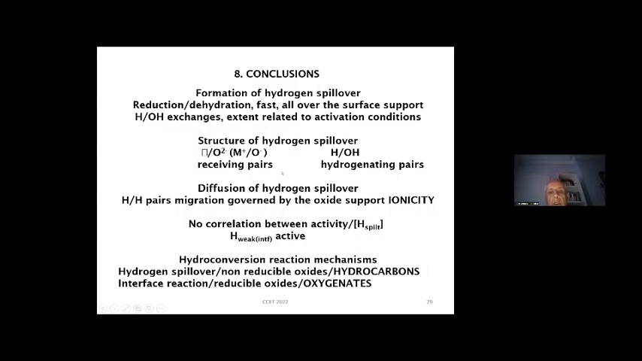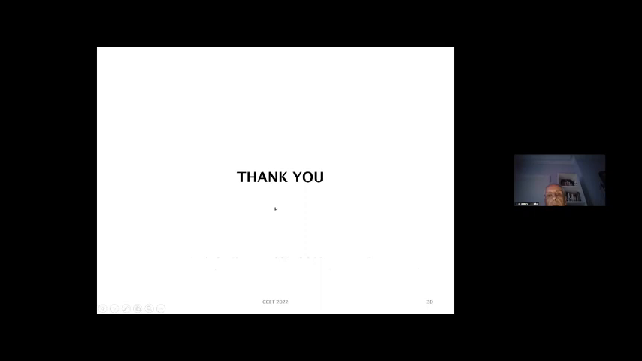Hydrogen spillover structure consists of the receiving site for H2 and the hydrogenic site, namely the HOH pair. As to diffusion of hydrogen spillover, it consists in the migration of two H atoms, and this migration is governed by the oxide support ionicity. There is no correlation between the activity and the concentration of hydrogen spillover on the support. This is because only H atoms weakly adsorbed on the support or on the interface are active species. And now for the reaction mechanism in hydroconversion reactions, hydrogen spillover is favored by non-reducible oxide and hydrocarbons as reactant molecules. As to interface reactions, they are favored by reducible oxide and oxygenates as reactant molecules. Thank you for your attention.